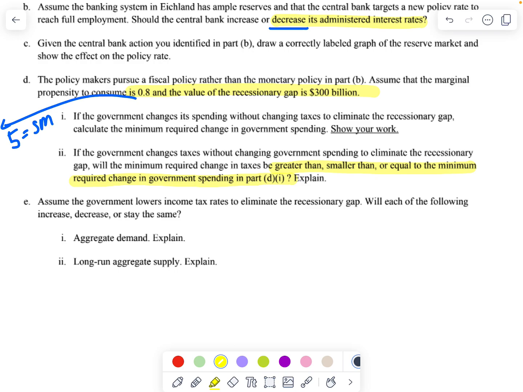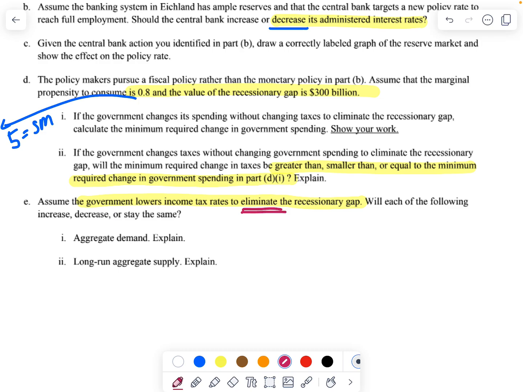Okay. So now we're going to go back to assume the government lowers income tax to eliminate the recessionary gap. Okay, so the key word here is eliminate. So in order to eliminate the gap, we figured out earlier that they would have to cut $75 billion worth of taxes, okay?